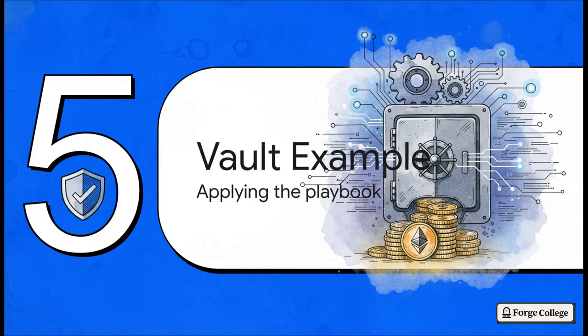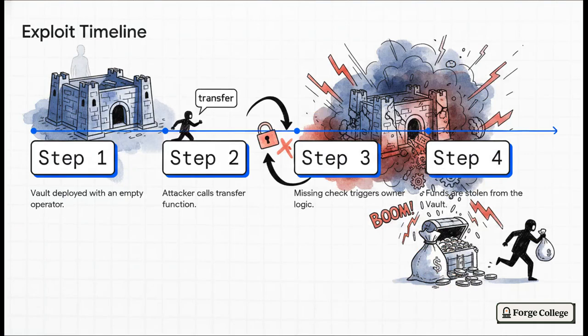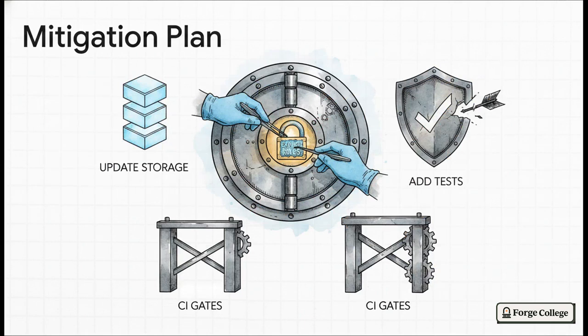Next up, part 5, the vault contract example. Let's ground all this theory in a real, high-stakes scenario. Imagine a vault contract is deployed, but accidentally it has an empty operator role. An attacker notices this, sweeps in, and calls transfer. Because that explicit role check is missing, the contract disastrously falls back to the owner logic. The result? Boom, funds are stolen right out of the vault. It is a massive, high-severity exploit. And this brilliantly illustrates exactly how we apply the playbook to save the day.